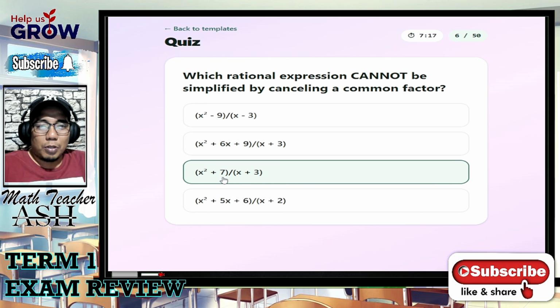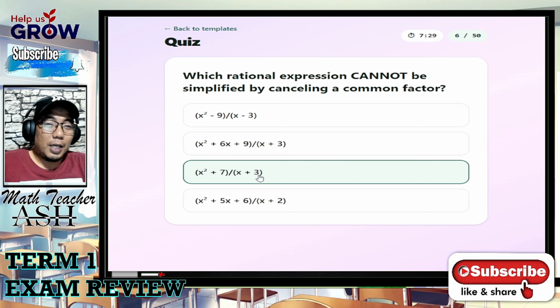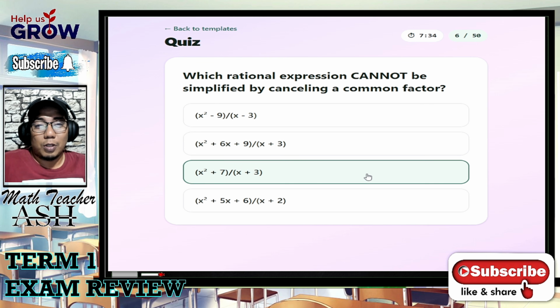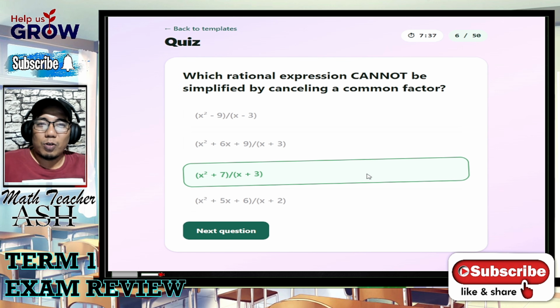Now, in the third option, we have positive 7 and then 3. If you try to divide 7 by 3, it is not divisible. So therefore, there is no possibility that you can cancel this by the given denominator. So therefore, the correct answer for this problem would be the third option. Let's check whether we are correct. Easy, right? So I hope you got that one. Now let us go to the next question.